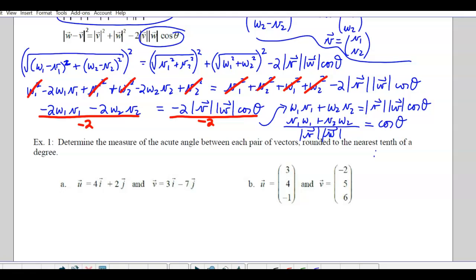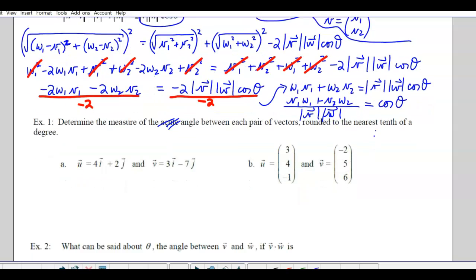Okay, so now let's do some actual calculating. It says, determine the measure of the acute angle between each pair of vectors, rounded to the nearest tenth of a degree. Now I said acute angle because, so these are just vectors. When we get to equations of lines, then for sure there's an acute and obtuse, because lines meet and they cross, right? So one would be smaller than 90, one would be bigger than 90. In this case, actually, they're just vectors. So let's just find the measure of the angle in between them. We'll just do the angle and not worry about the acute.